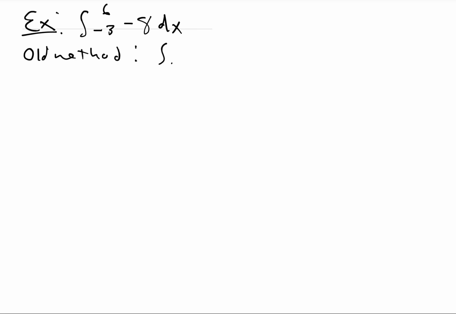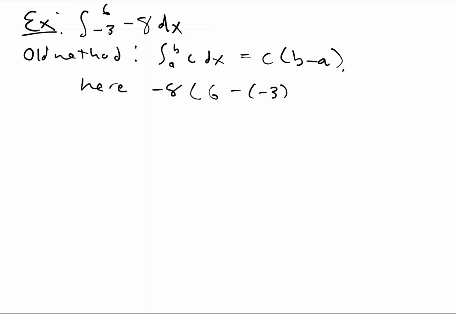It was that your definite integral from a to b of c dx is the same thing as c times b minus a. So here, if I fill that in, this is c times b minus a: minus 8 times 6 minus negative 3 on the end. If I clean this up, this is minus 8 times 9, or minus 72.